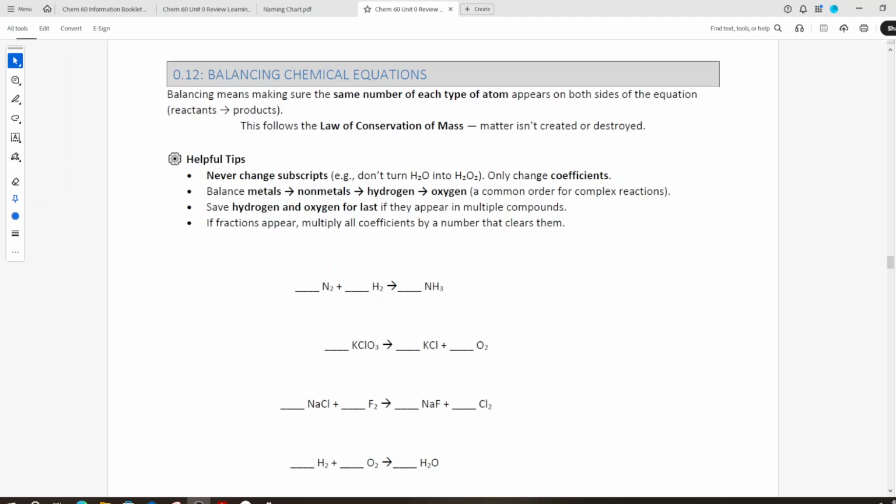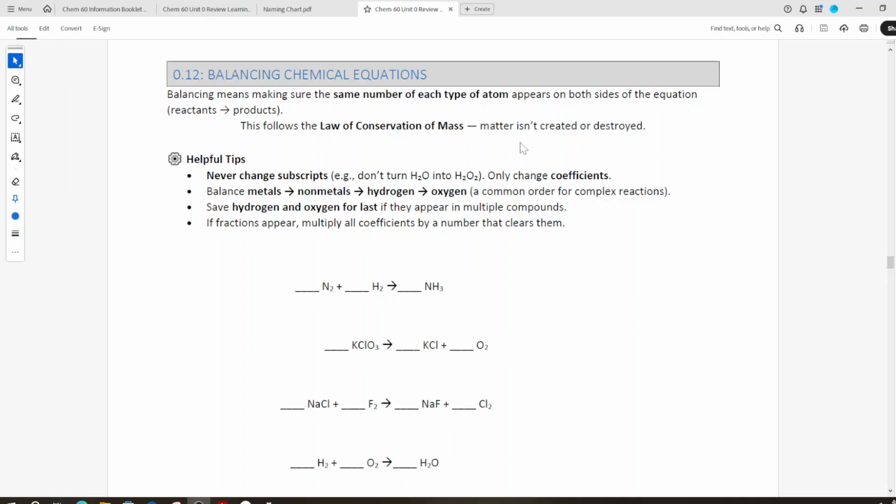Right, the next skill we're going to review is balancing chemical equations. Balancing means making sure that the same number of each type of atom appears on both sides of the equation. This follows the law of conservation of mass. Mass doesn't get created or destroyed, so if it's present in the beginning of the reaction, it has to be present at the end of the reaction.